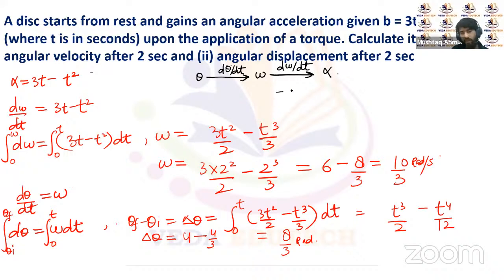Similarly, in the reverse direction, if we integrate alpha with respect to time, we get omega. And if we integrate omega with respect to time, we get theta as a function of time. So this is how we can apply differentiation and integration of the different quantities to find the unknown quantities.